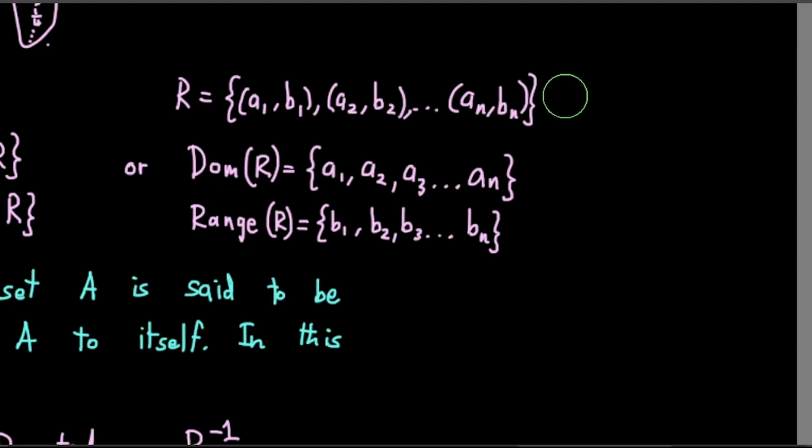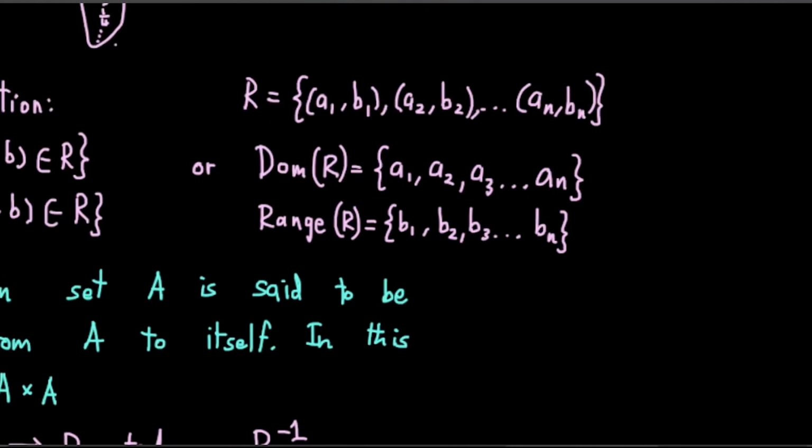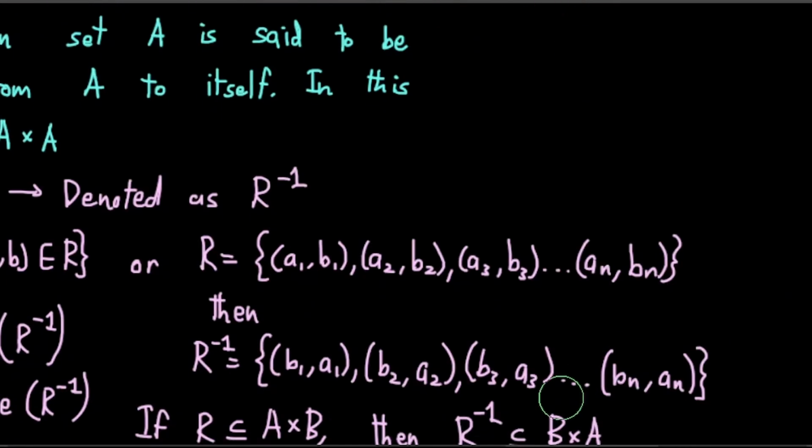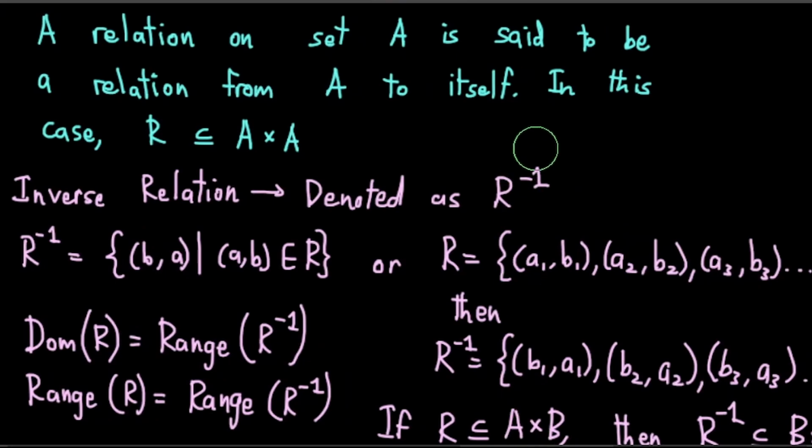This is going to be delved into more in functions, but for now this is all you really need to remember. All this fancy notation is basically just trying to say this in a more generalized mathematical form. It's unhelpful, but it is still useful, because math is math, right? And here's a small note. A relation on set A is said to be a relation from A to itself. In this case, R is a subset of the Cartesian product of A and A, basically.